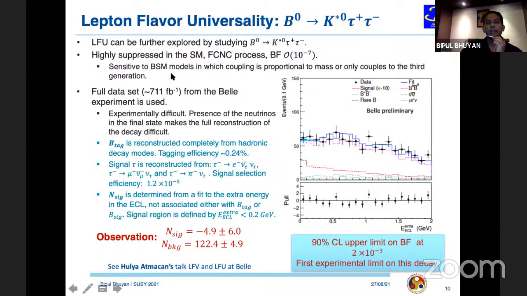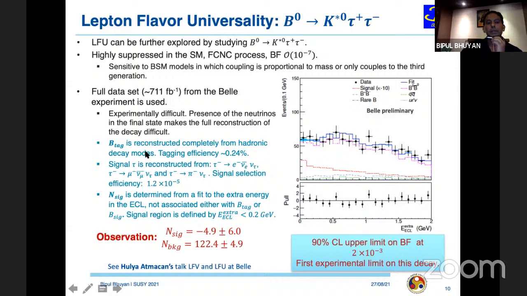And of course, this can be important because it involves the third generation of the particle, the tau. So there's new physics that couples strongly to the third generation of particles that can be exploited in this particular decay. Again, the full data sample from the Belle experiment has been used to search for this particular decay process. It is, of course, experimentally very difficult because of the presence of neutrinos in the final state. That makes a full reconstruction of the decay very difficult.